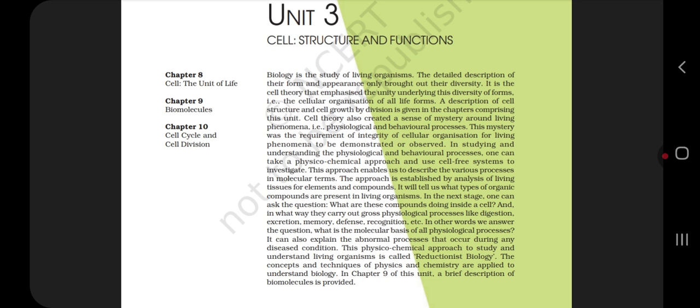This physiochemical approach to study and understand the living organism is called reductionist biology. The concepts and techniques of physics and chemistry are applied to understand biology. In Chapter 9 of this unit, a brief description of the biomolecules is provided.